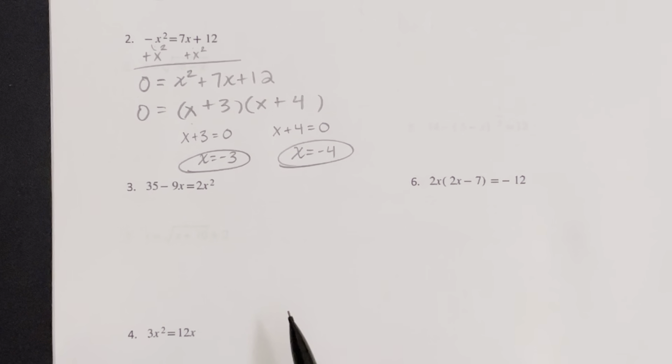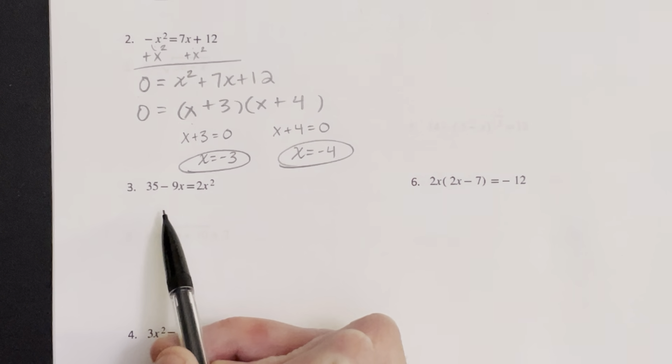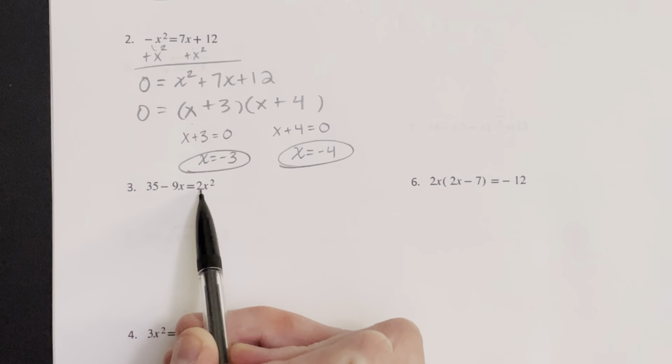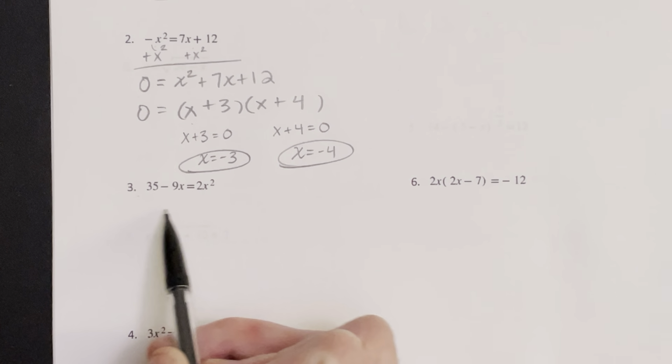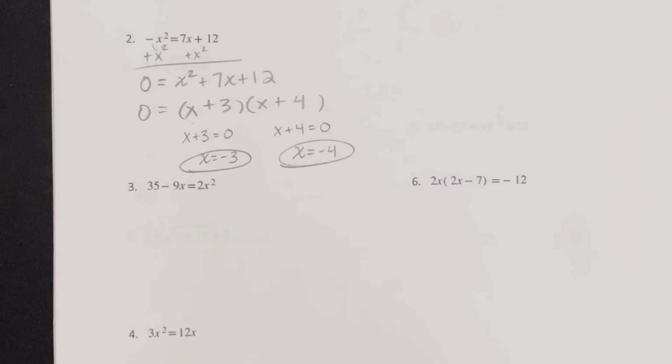So looking at number 3, this is still not set equal to 0, and I can move this 2x squared to the left side, but if I do, I'd be subtracting 2x squared, so it would become a negative 2x squared.